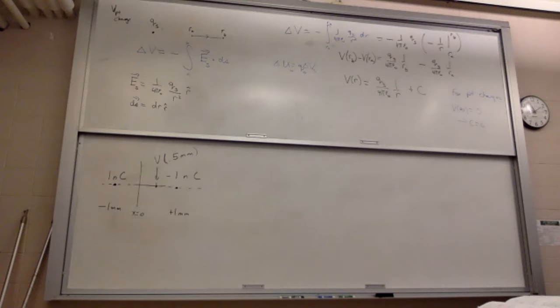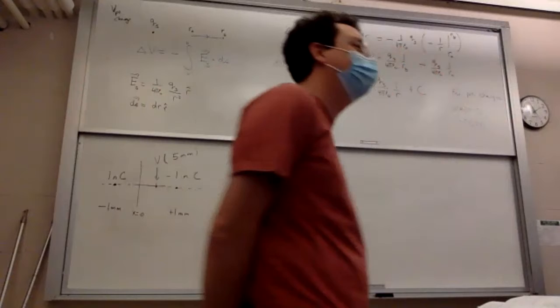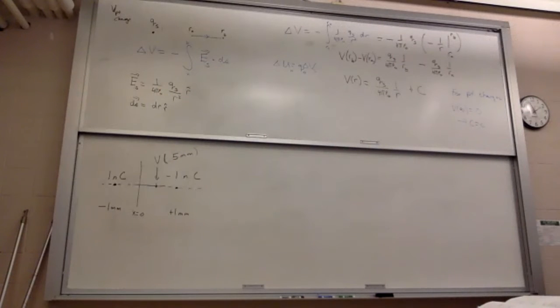Okay, so write down, look at what epsilon is. Oh, 8.85 times 10 to the negative 12 coulomb squared per newton meter squared. What's that again? 8.85 times 10 to the negative 12.